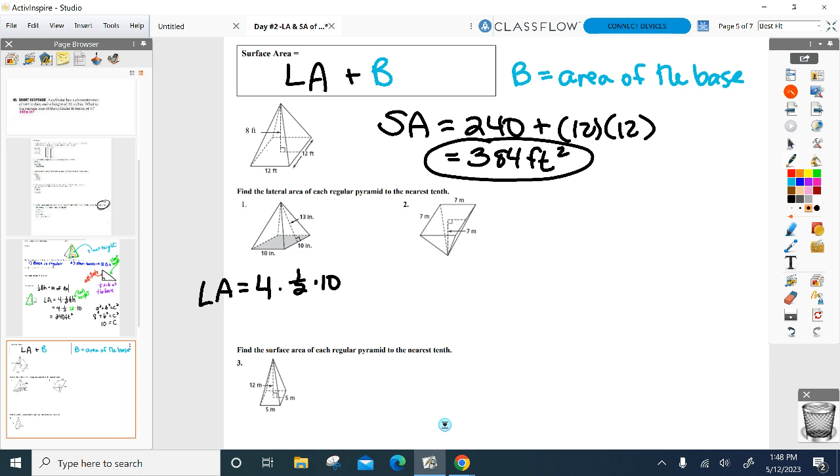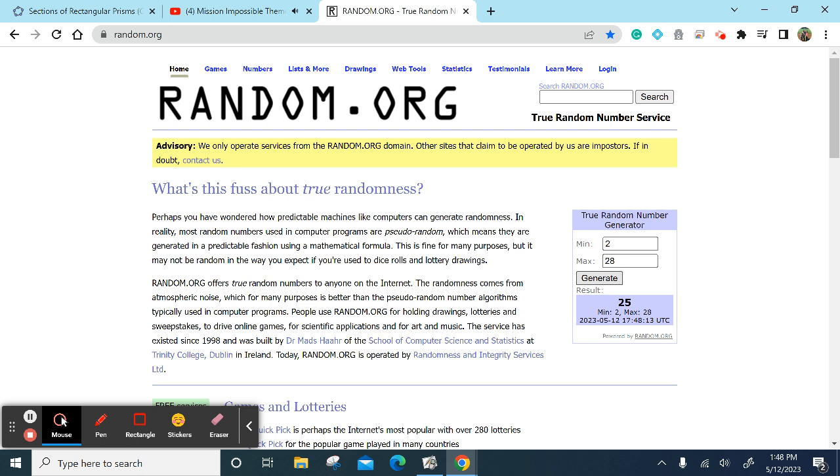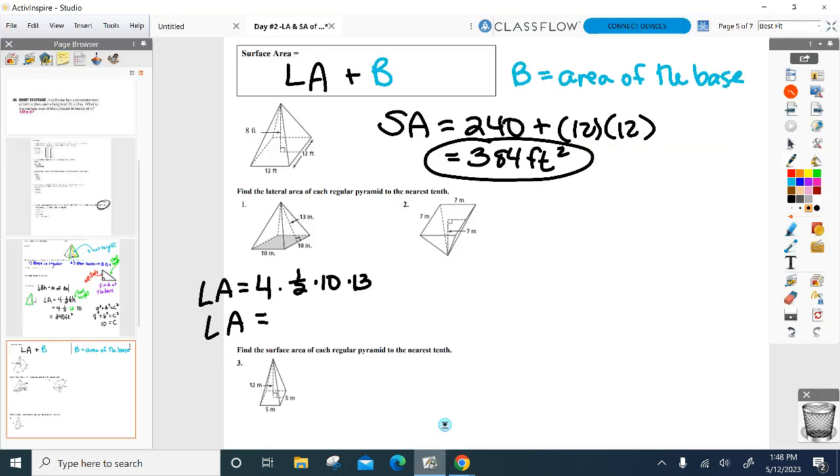Now I want to use that 13 because everyone see it's on the face. It's the slant height. 13 is the slant height. So no pi tag needed. Wasn't needed here. Let me know what the lateral area is when you get it. Yes. And the unit. Impressive.